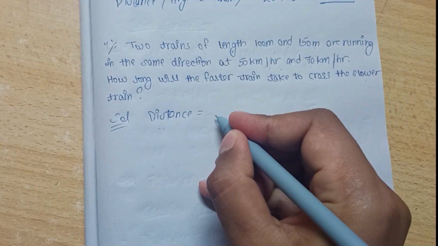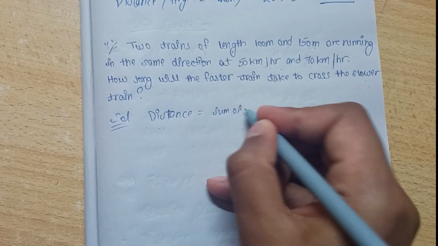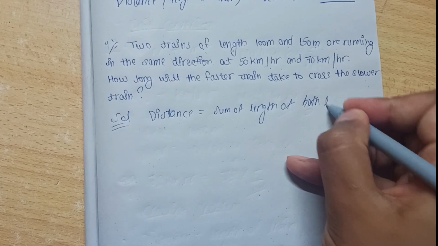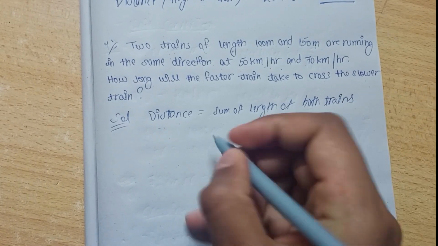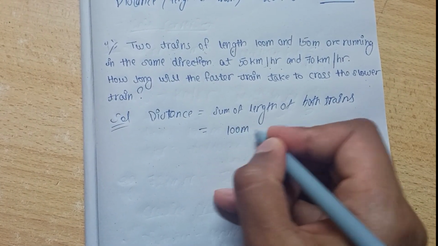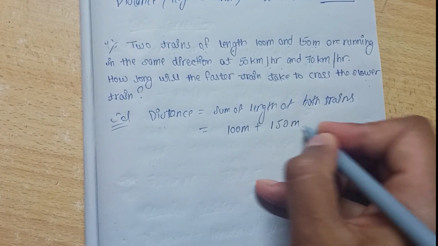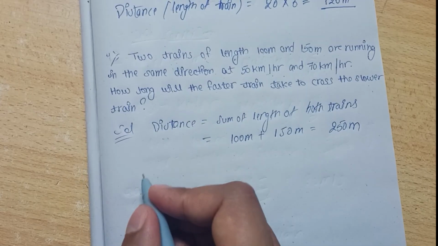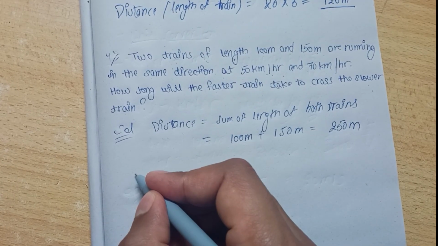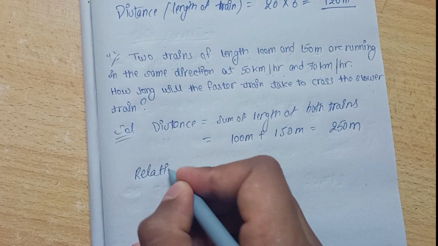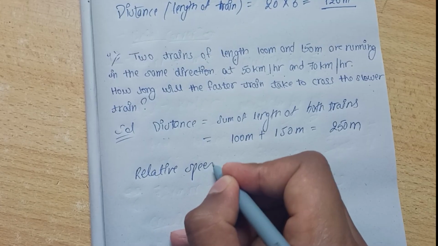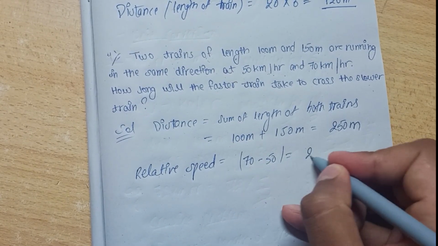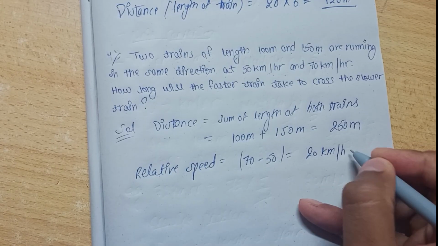So first we have to calculate the distance, which is equal to the sum of the lengths of both trains: 100 meter plus 150, which is equal to 250 meter. After that we have to find the relative speed, which is equal to 70 minus 50, 20 kilometer per hour.